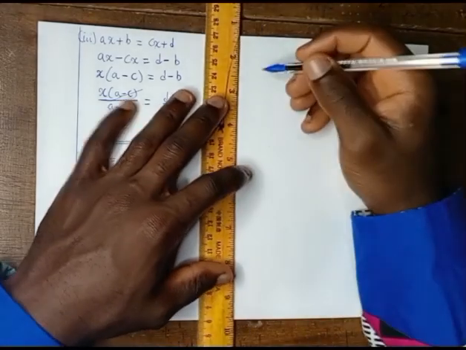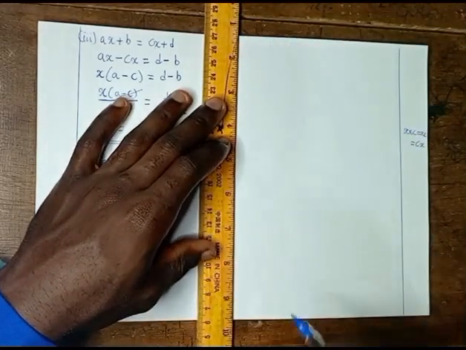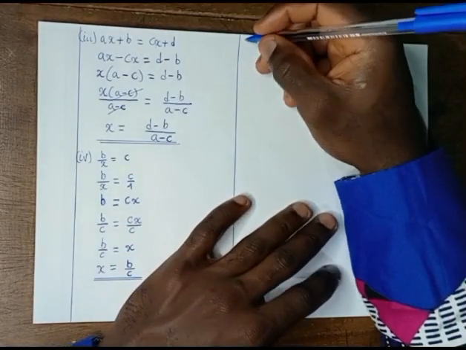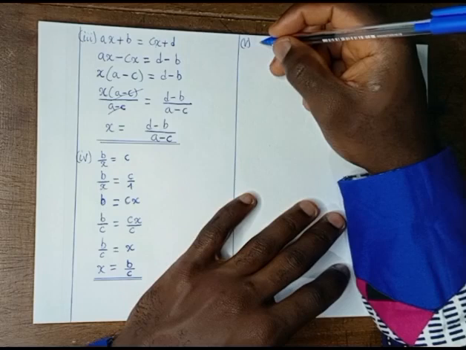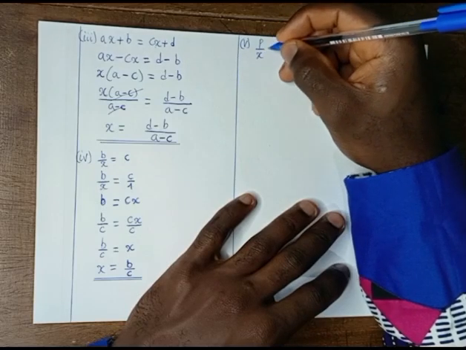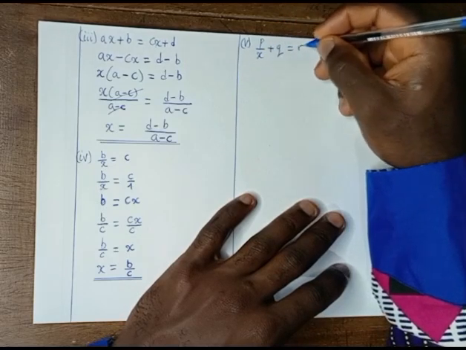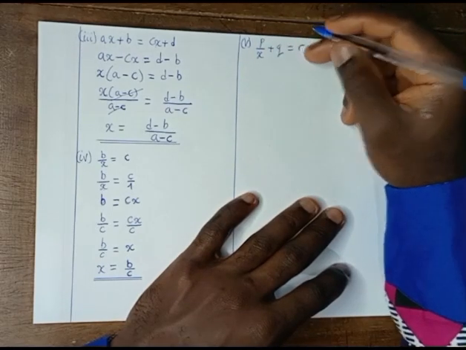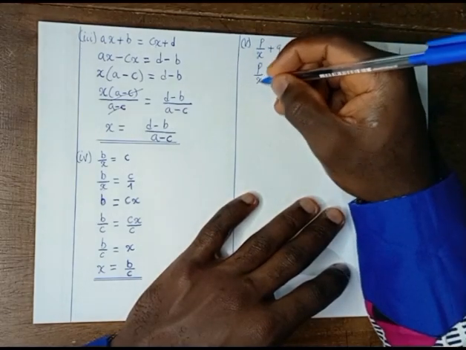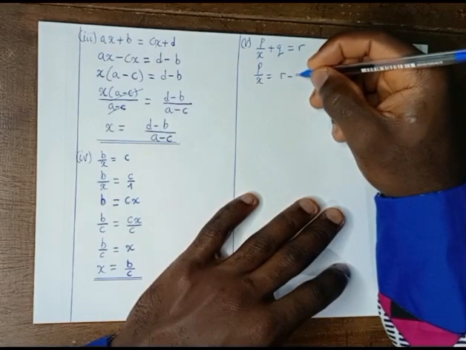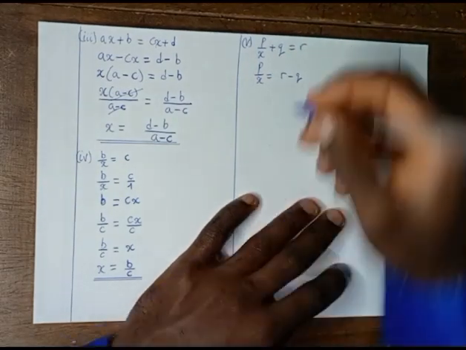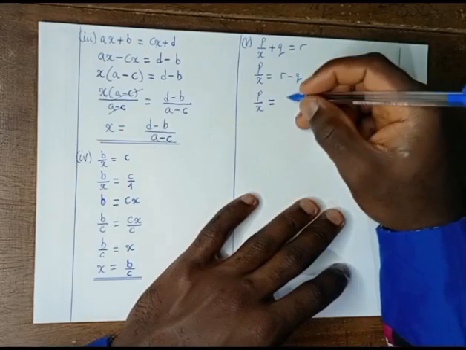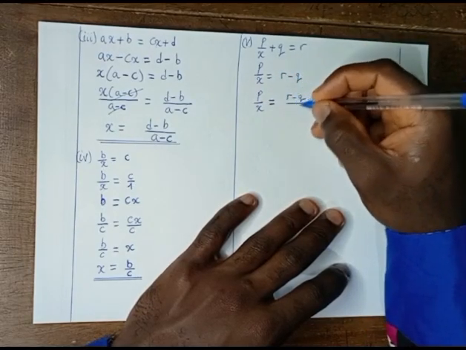Next, I'll partition this paper so we make good use of this space. We go now to the next question, v. For v, we have p over x plus q is equal to r. First, for us to answer this question, we are going to start by sending q to the right hand side. This will give us p over x is equal to r minus q, which can be written as r minus q over 1.